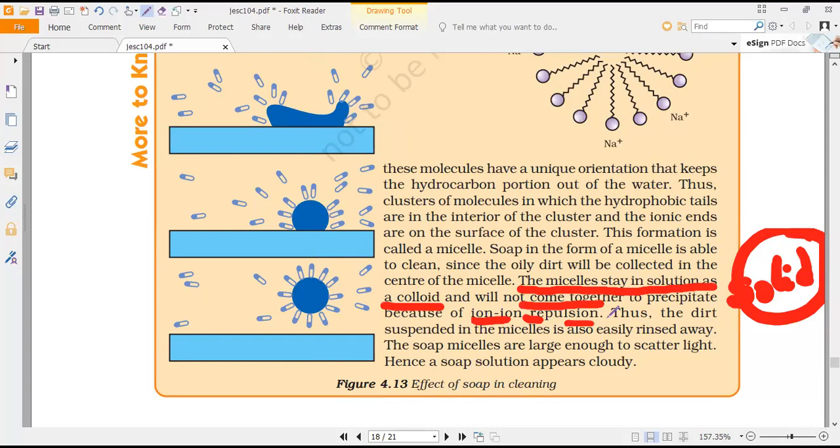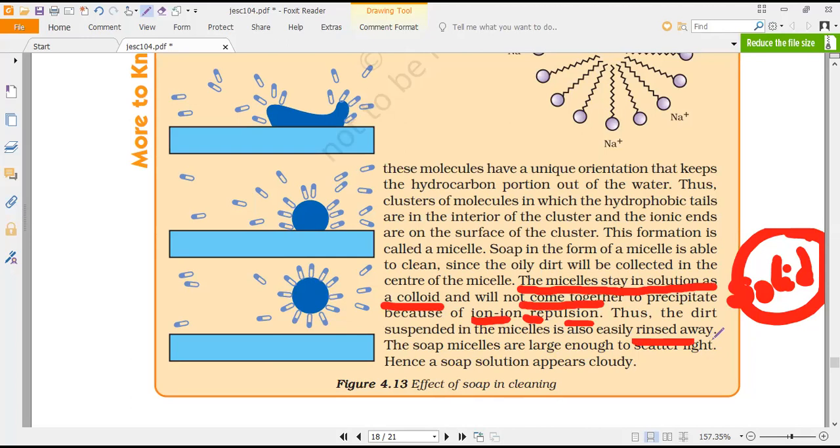That is why the dirt which is suspended in the micelles is also easily rinsed away. It will come out from our body or from the cloth. So that is how the soap will work.